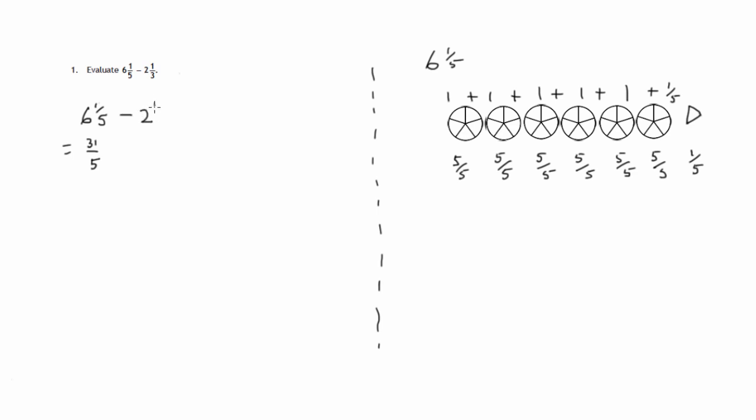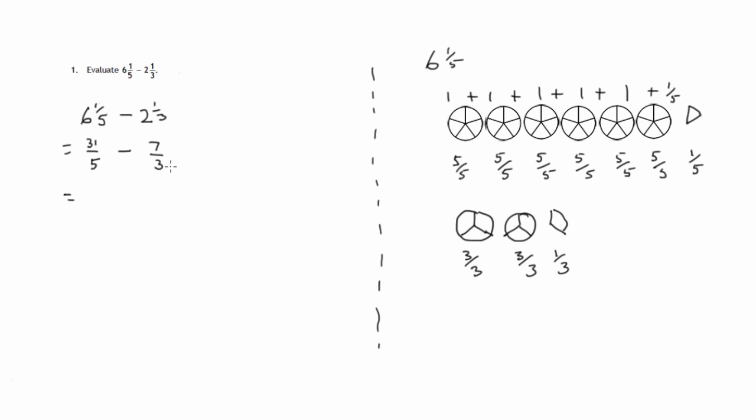Similar thinking for our 2 1/3. There's 2 whole units divided up into 3 pieces, thirds. How many thirds do we have? 2 lots of 3 thirds. That's 6 thirds. 2 times 3 is 6, plus a single third tagged on. So we've got 7 thirds. 2 times 3 plus 1.